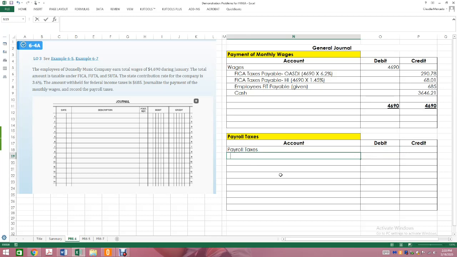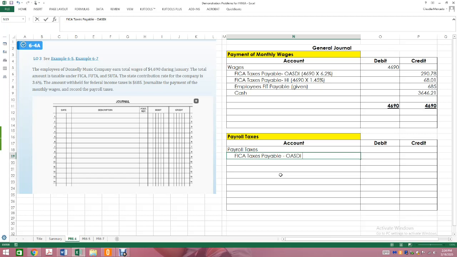Now, I need to calculate the taxes that my employer is liable for. I know that the employer is liable for FICA taxes payable, OASDI. Now, we've already covered this, that the employee pays 6.2%, the employer pays 6.2% for OASDI. For HI, the employee pays 1.45, the employer pays 1.45. So they're matching. Okay?